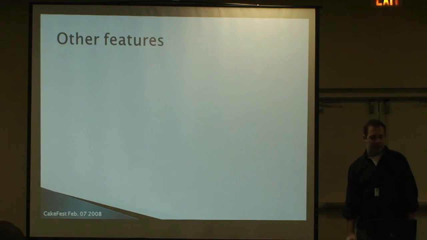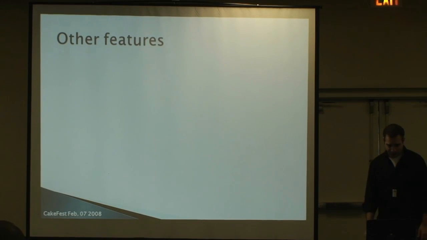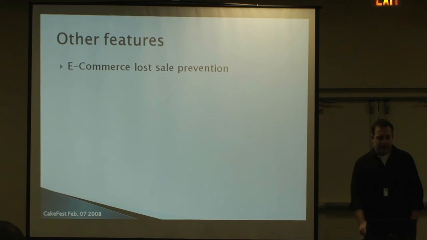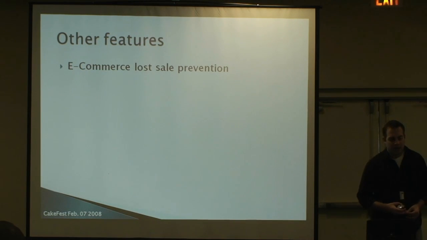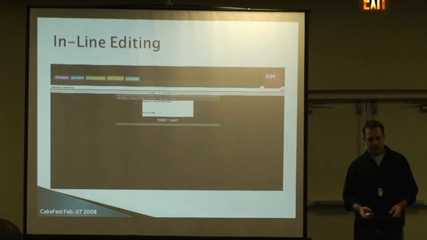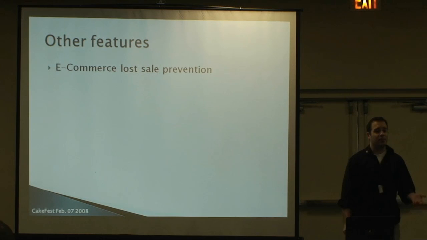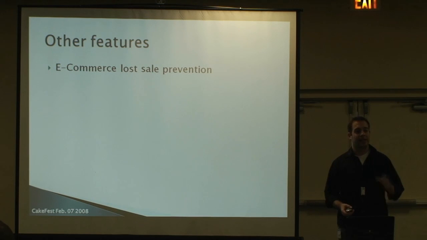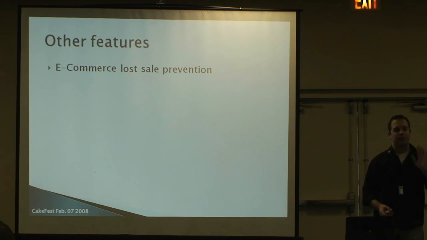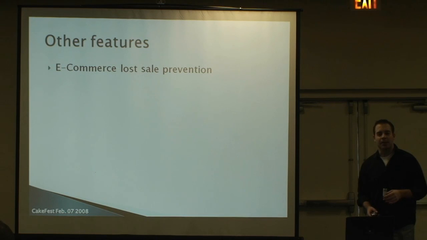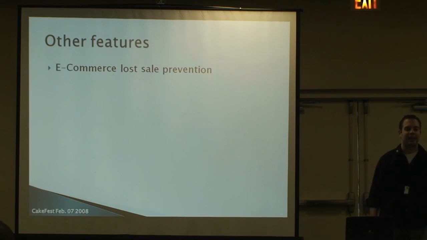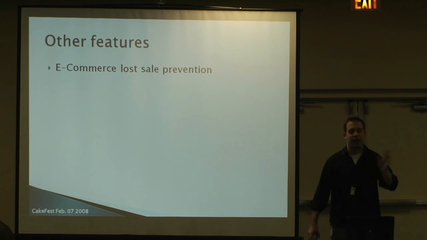Some other features we have, just to say on Vim, are e-commerce humanized features. We have an entire e-commerce shopping cart built on top of it, and lost sale prevention. A lot of times in conversions in e-commerce, users will try to check out and put in the wrong credit card, and they'll do it a couple times, or keep putting the wrong information, and they get those validation errors saying this is incorrect before you can continue. Sometimes people get frustrated and say, I'll just come back later and shop when I get a different credit card.